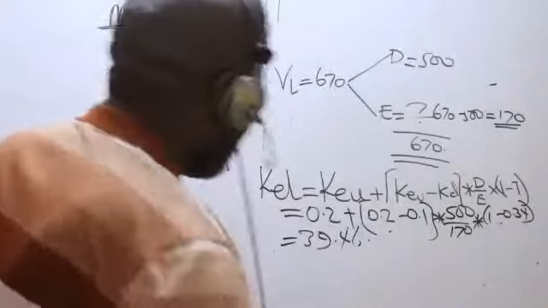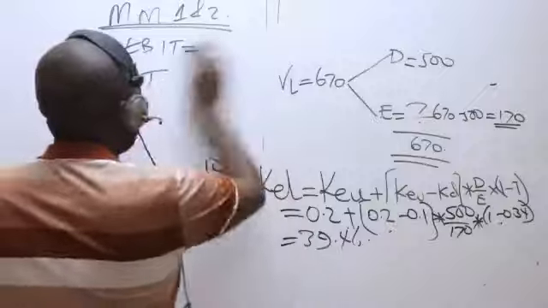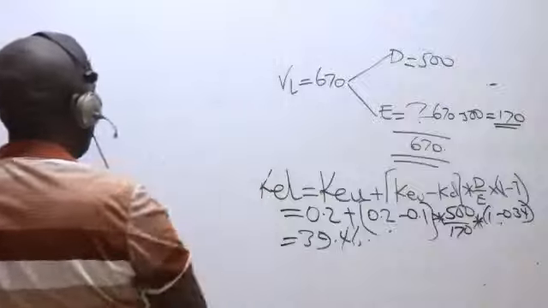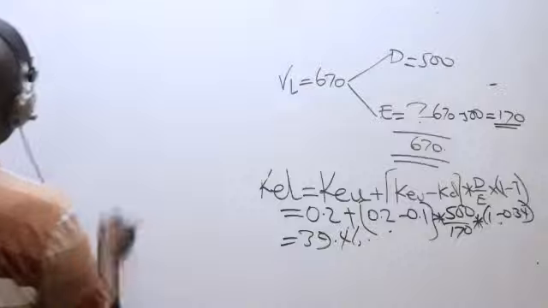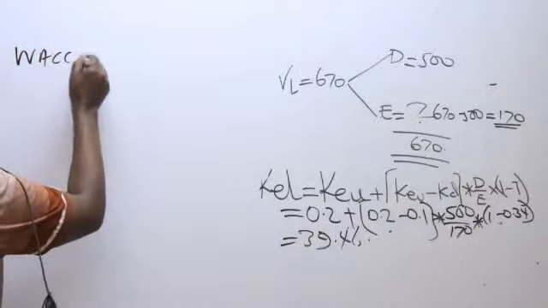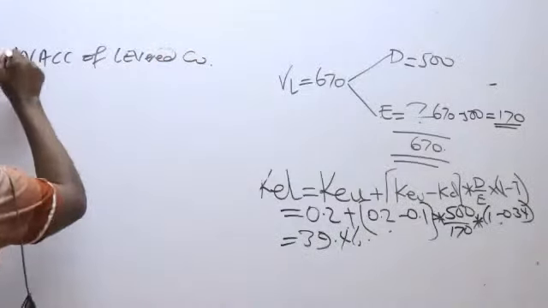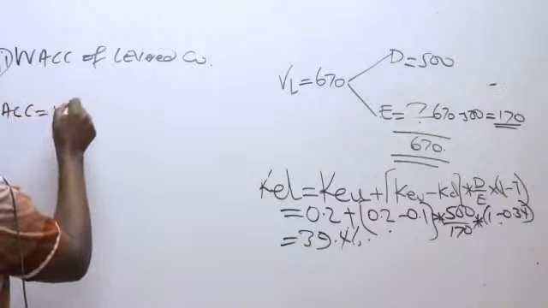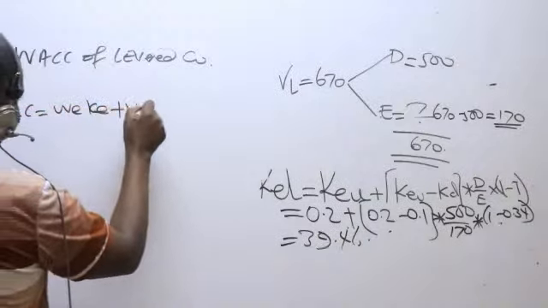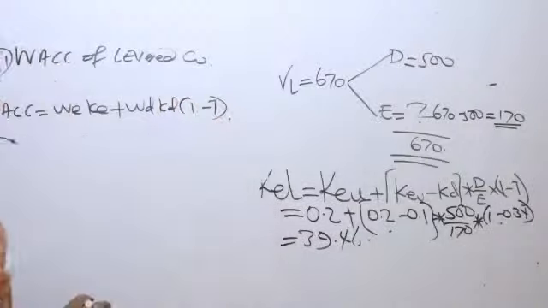And then lastly, they want us to give them the WACC of the levered farm. The last one, WACC of the levered organization. So WACC of the levered company. This is number 3. So of course we know that WACC equals weight of equity times cost of equity, plus weight of debt times cost of debt, into 1 minus what here? 1 minus tax.